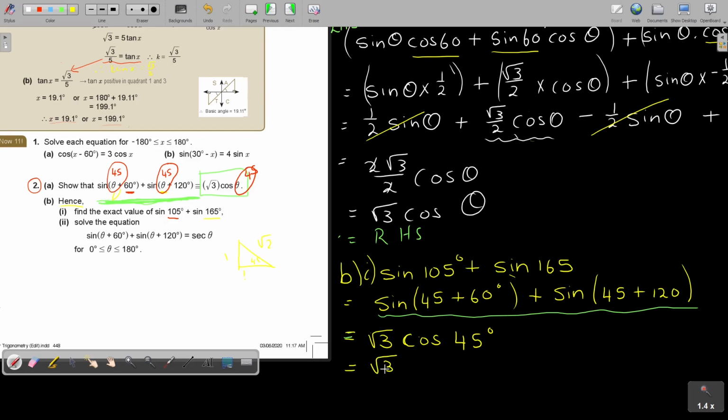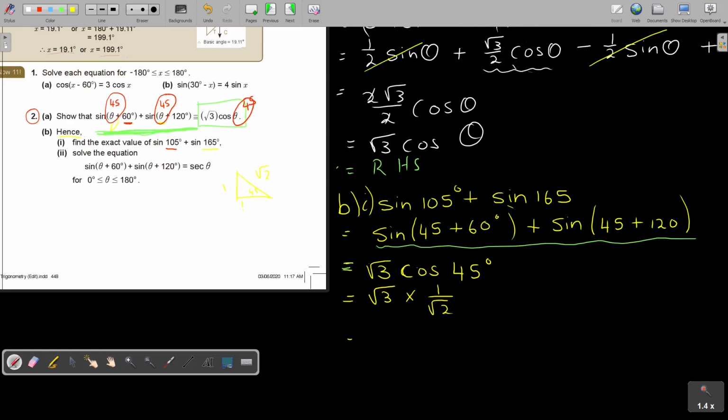So it's square root 3 multiply 1 over square root 2. And that is going to be square root 3 over square root 2. Okay, I can make it a little bit longer. I can make it square root 3 over square root 2, or I can rationalize it. It's square root 3 over square root 2 multiply square root 2 over square root 2, and that's square root 6 over 2. Okay, now we go on. So find the exact value.